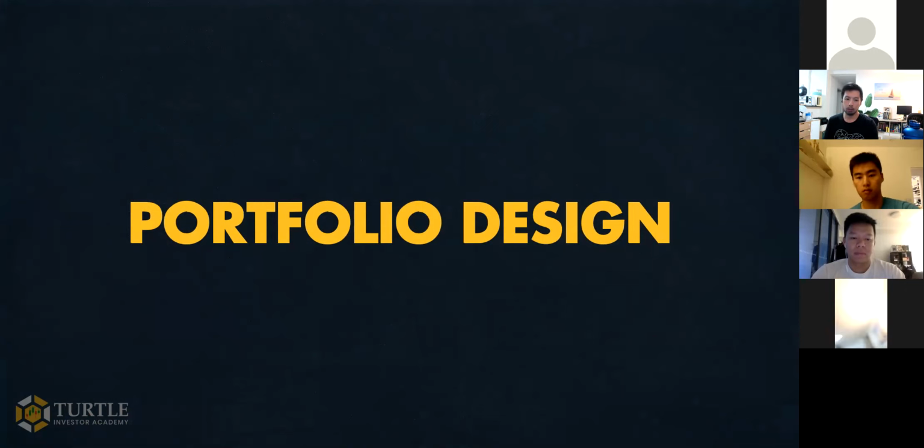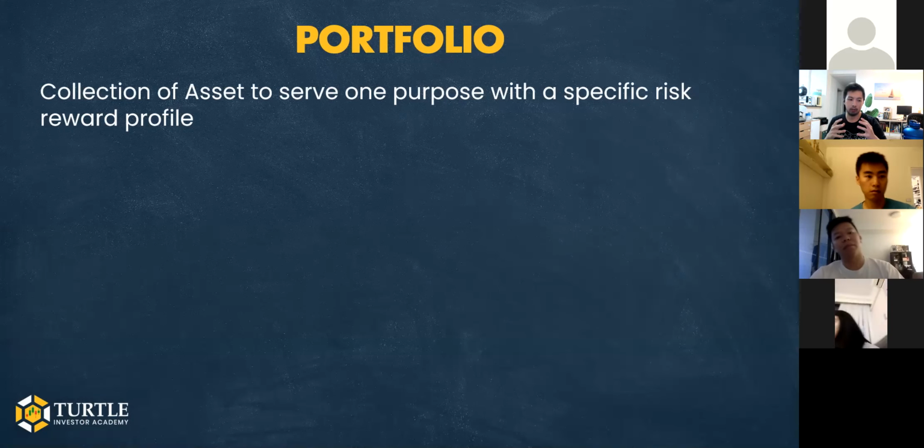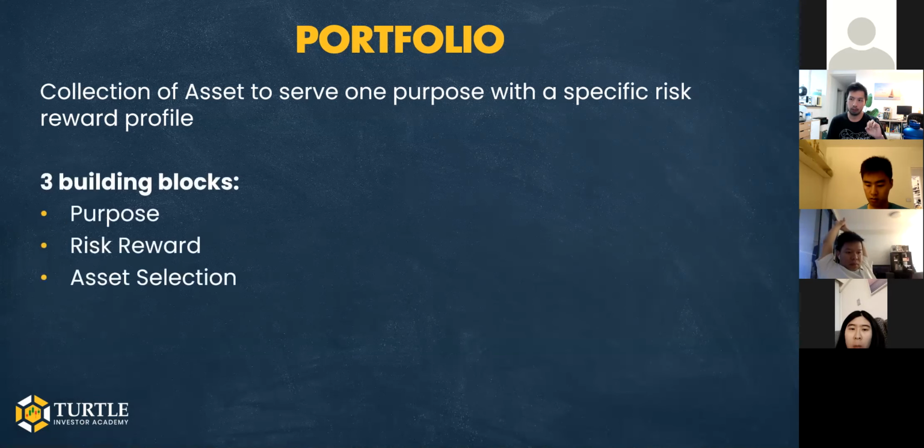Okay. All right. So first things first, what is a portfolio? A portfolio is simply a collection of assets, and the whole collection serves one purpose. Of course, when we design it, it has a specific risk-reward profile. So from this brief terminology, the building blocks to design a portfolio come down to these three: what's your purpose, what's your risk, and what's your reward?